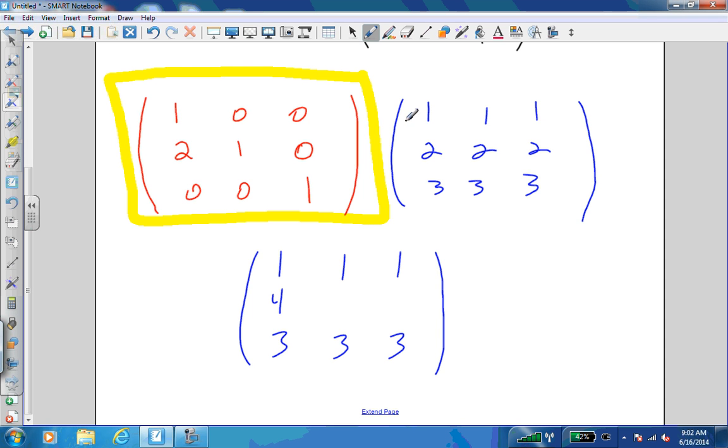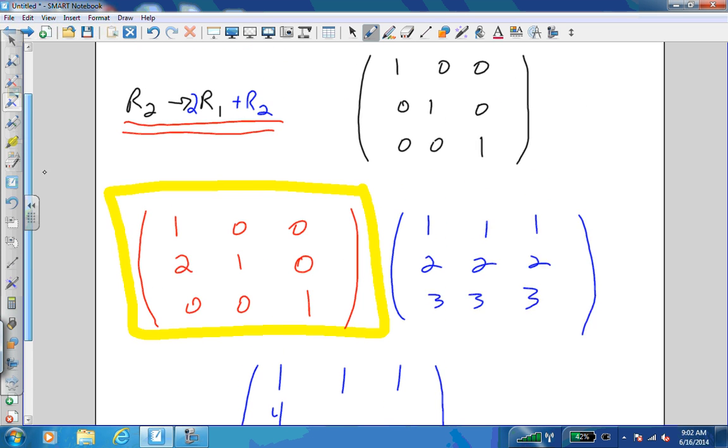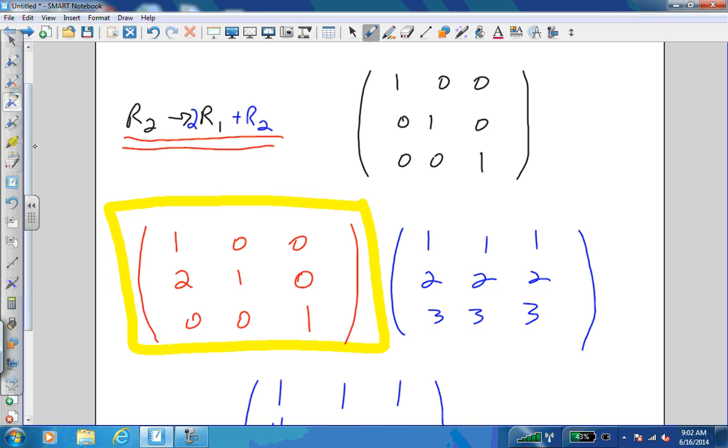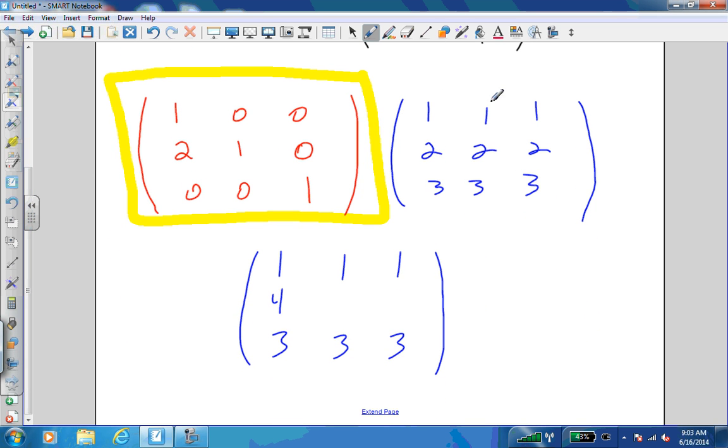When we do this times the second column, we're doing twice the first row, hence our operation, twice the first row, plus 1 of the second row. So 2 and 2 is 4, none of the third. Then this one times the third column, twice the first row, plus our second row, none of our third row.